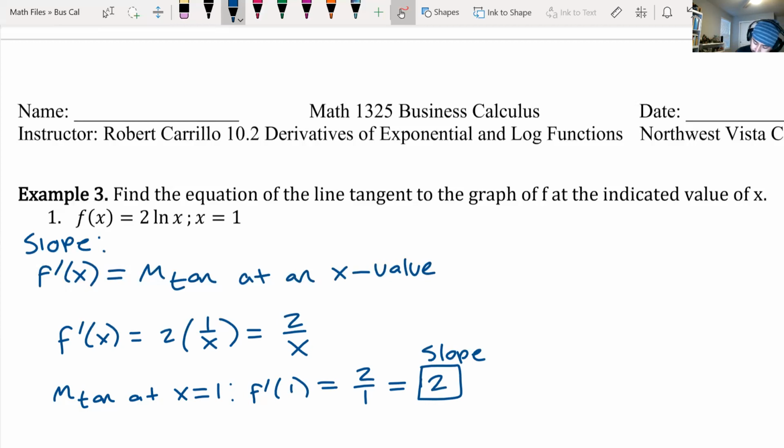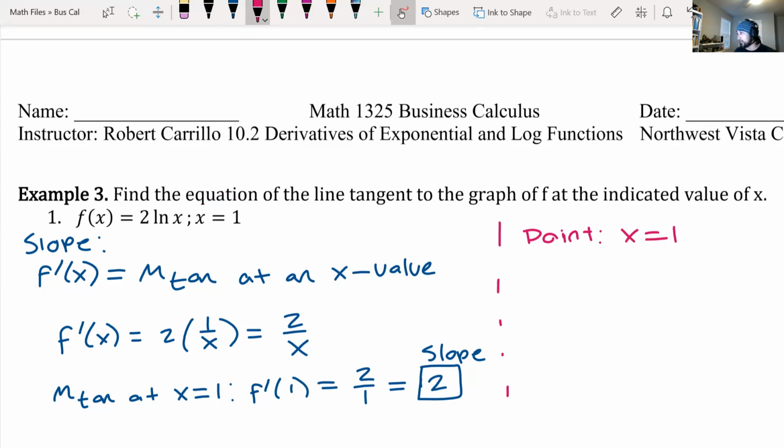So is 2 over x the same thing as just 2? When you plug in 1, it will be. But for now, the derivative is going to stay at 2 over x. And if you want to find the slope, it's just going to depend on the x value they give us, right? And the x value they give us up here is 1. Okay. Now, the next thing we need to do is find the point when x equals 1.